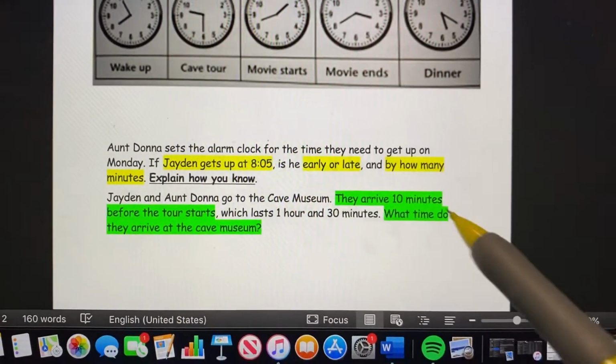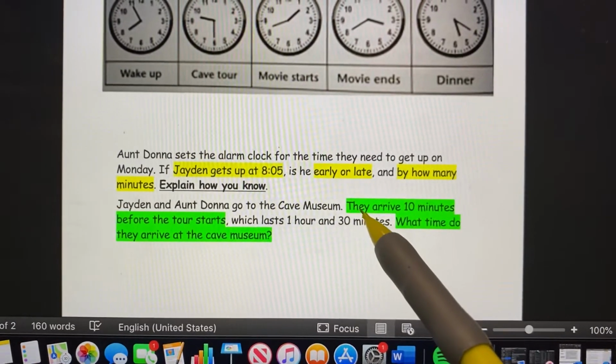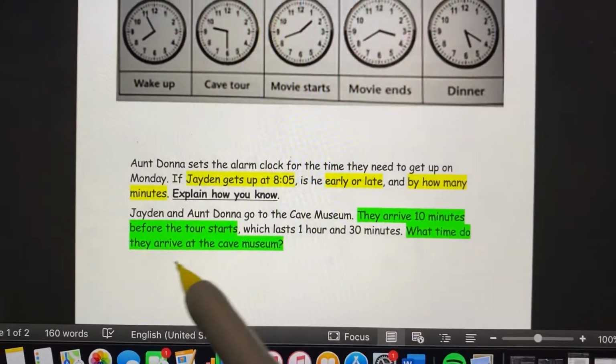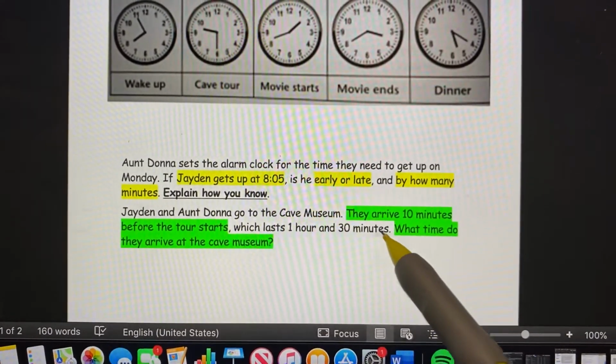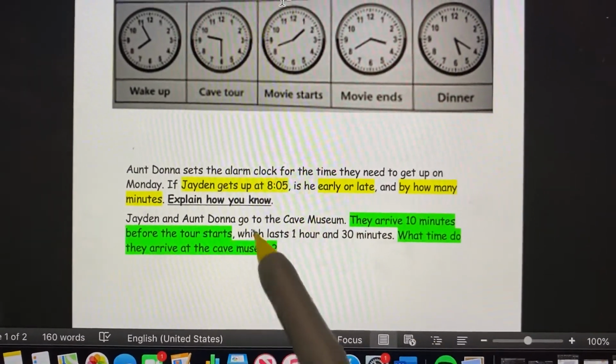The only thing that is important in this sentence, guys, is what I highlighted in green. They arrive 10 minutes before the tour starts. What time do they arrive at the cave museum? This sentence right here does not matter at all. Only look at what I highlighted in green.